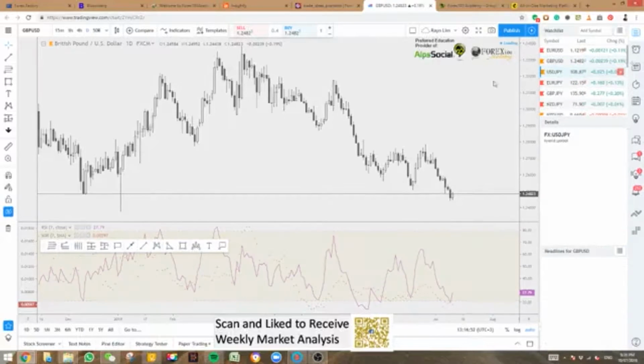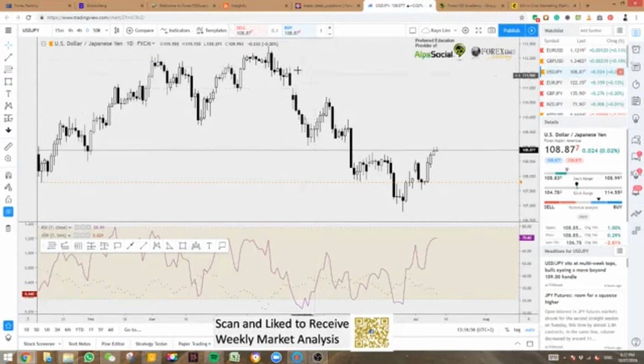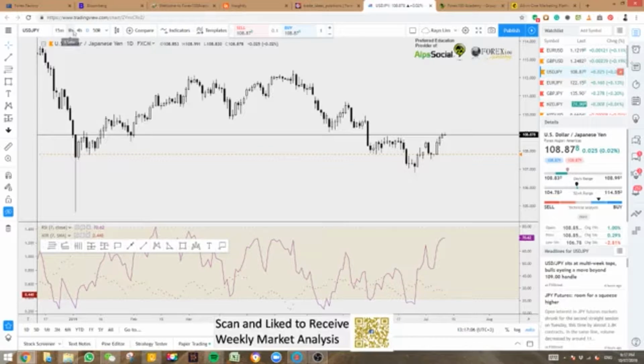So to the dollar yen. Dollar yen on the daily chart, we can see a bit of movement over here. In fact, if you're sharp enough, you might already have spotted it. Dollar yen on the daily chart is still on a bearish trend.